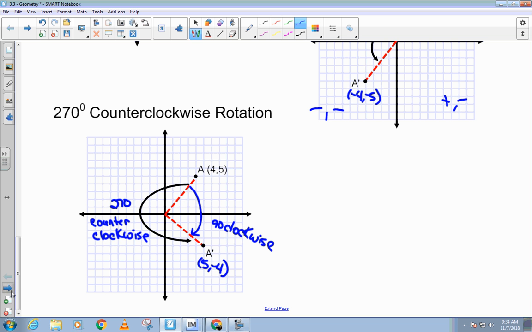You only switch the numbers on the 270 or the 90. On the 180, they just change signs. They stay in the same spot.